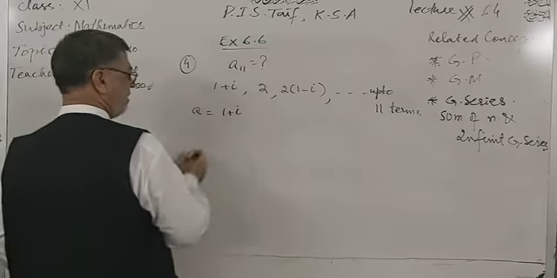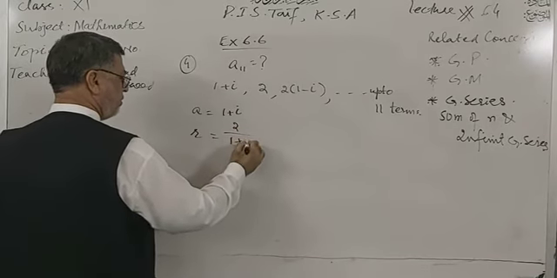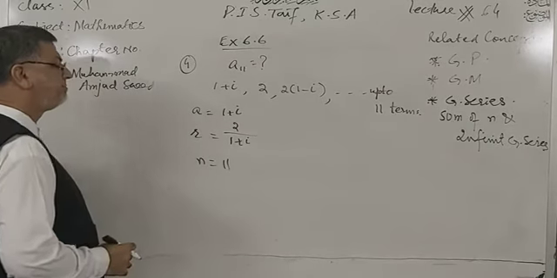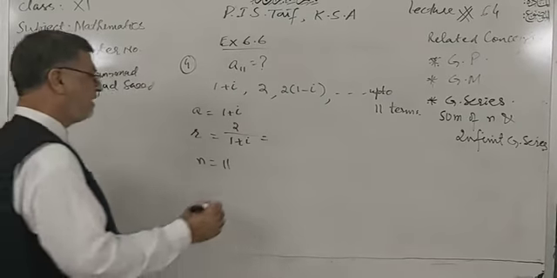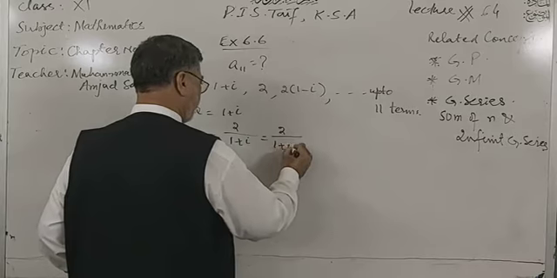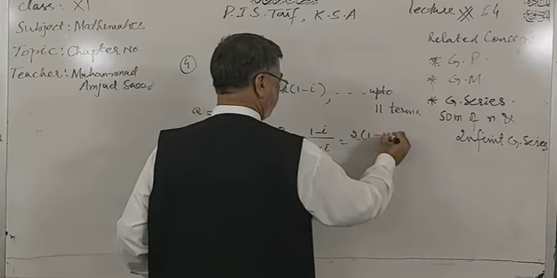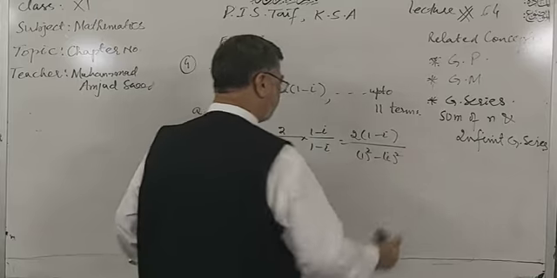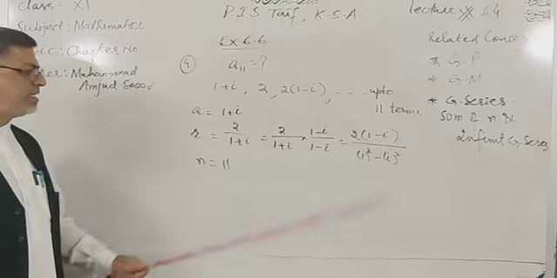What about A? This is the first term, 1 plus iota. What is R? Second term over first term, 2 over 1 plus iota, and n is equal to 11. Dear students, here in the denominator we have iota. So multiplying above and below by the conjugate, 1 minus iota, we get 2 into 1 minus iota divided by first square minus second square. Remember that here is a plus b, a minus b, a square minus b square.